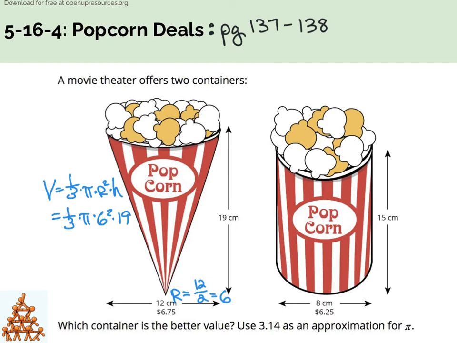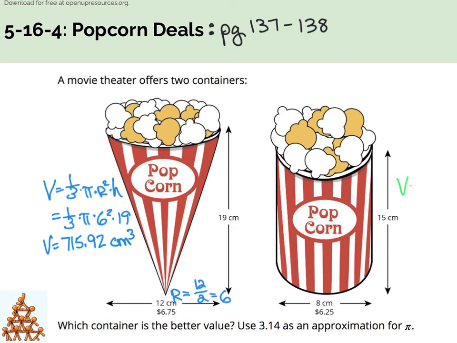Let's grab our calculator. Remember, we're going to use 3.14 for our pi. So we're going to say 1/3 times 3.14 times 6 squared, and then times 19. And the answer that we get for the volume is going to be 715.92, and then we are doing centimeters cubed. That's our volume. Let's go ahead and do the cylinder.